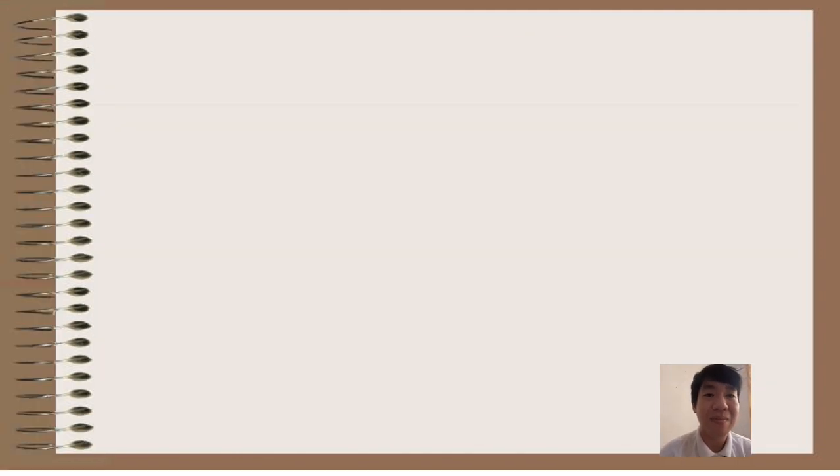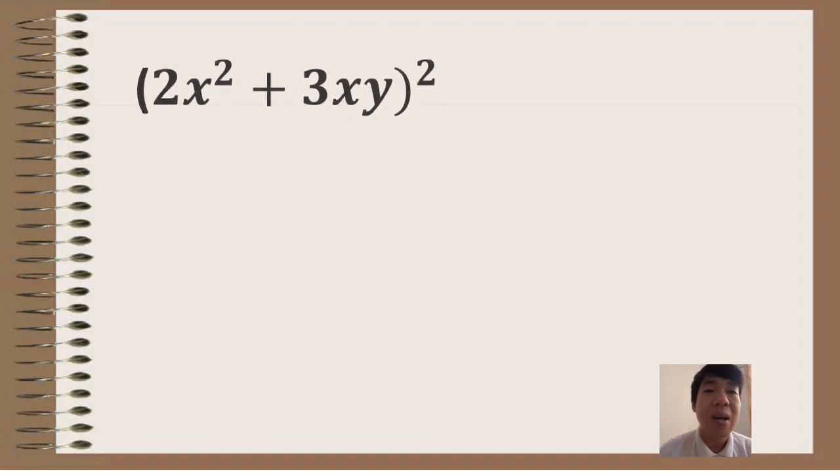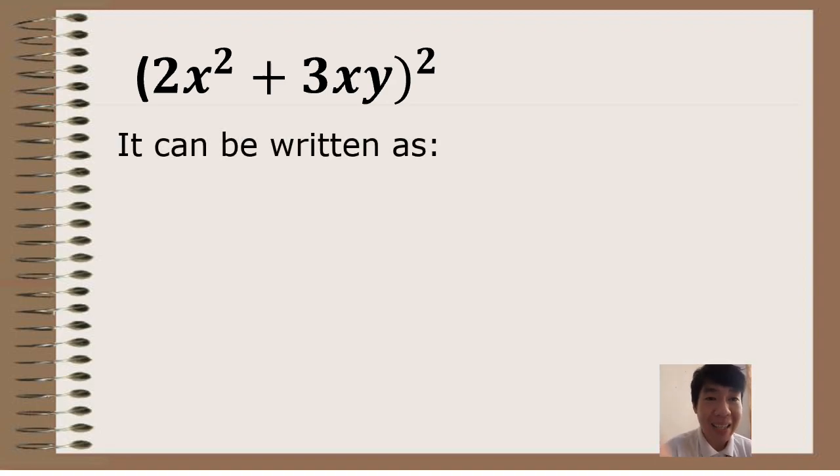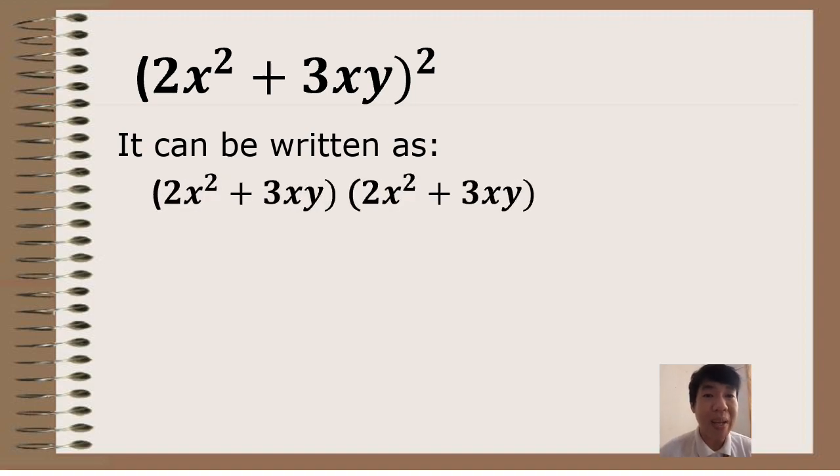Next, we have a problem of 2x squared plus 3xy raised to quantity squared. We cannot classify it immediately because we need to simplify to have a better polynomial or algebraic expression, because hindi pa siya na-simplify ang ganitong expressions kasi naka-quantity squared pa siya. It can be written as 2x squared plus 3xy times 2x squared plus 3xy.